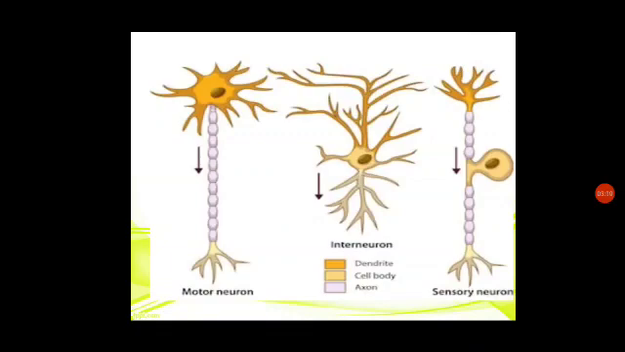Here in this diagram, you can compare the motor neurons, interneurons and sensory neurons. Their difference: motor neurons have a cell body and many dendrites, but interneurons have many dendrites, more than sensory neurons, and sensory neurons have only one dendrite and one axon.